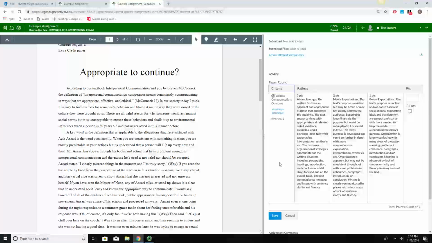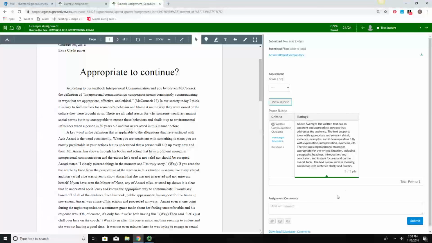So this paper is providing the kind of analysis that I'm looking for in terms of the content they were provided. So when I look at the written communication rubric and I consider the different levels of performance, this paper is above average rather than just meeting my expectations. And that's because the text supports the ideas with appropriate and relevant detail, evidence, and examples, and provides interpretation and synthesis at a higher level than what I even expect from the average student. So I'm going to select this rating for this student and then save my rating, and then I can move on to the next paper.